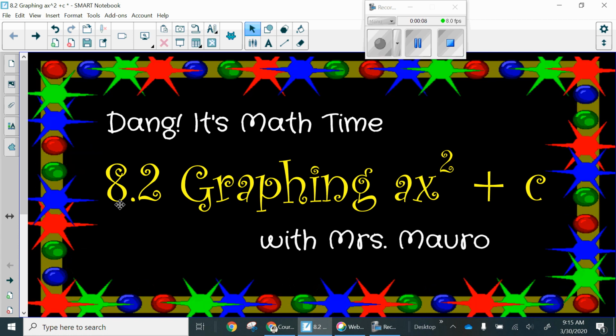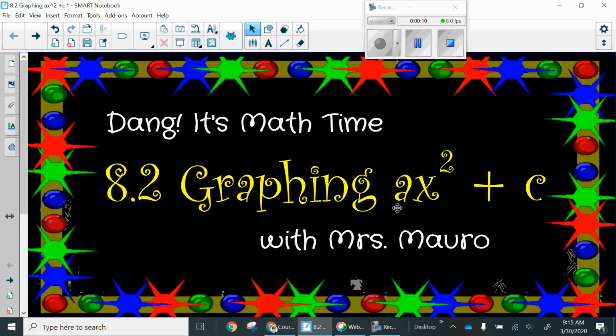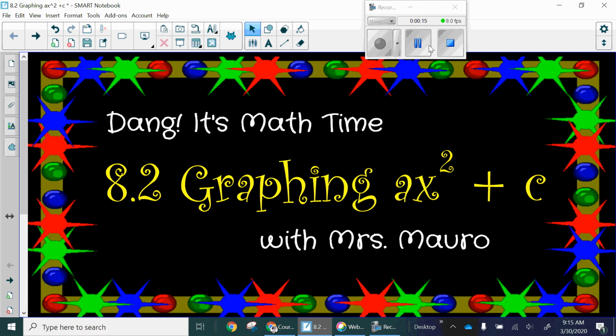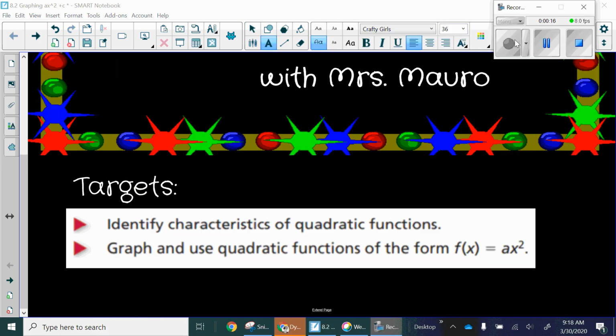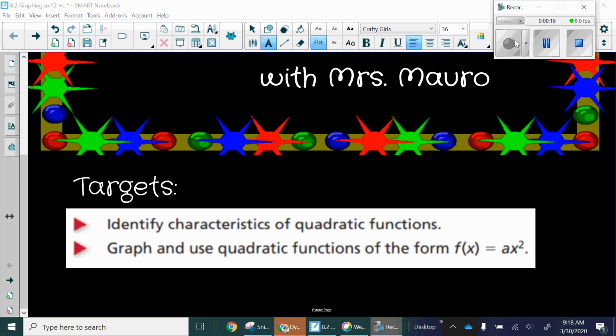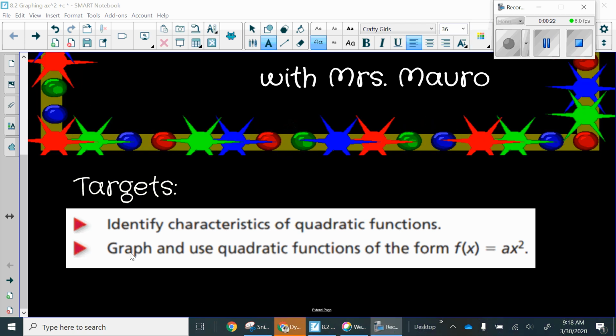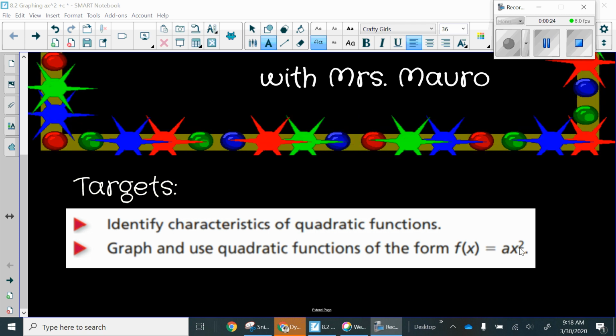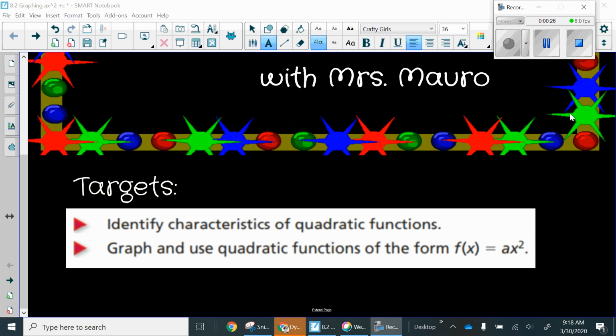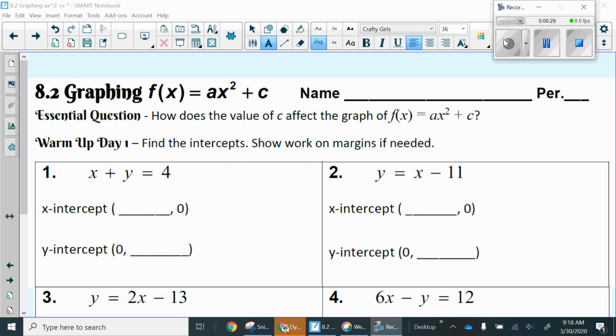Mauro. Today we're going to focus on 8.2, graphing quadratics in the form of ax squared plus c. Our targets are going to be to identify characteristics of quadratic functions and also to graph and use quadratic functions in that form that you see here. Before we do anything else, let's go ahead and do a little review.